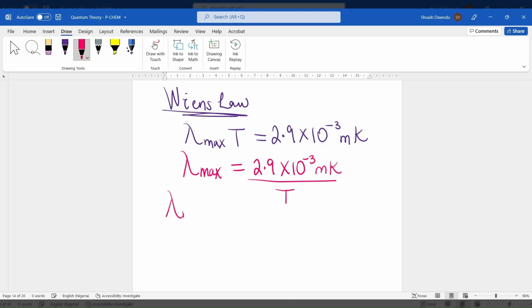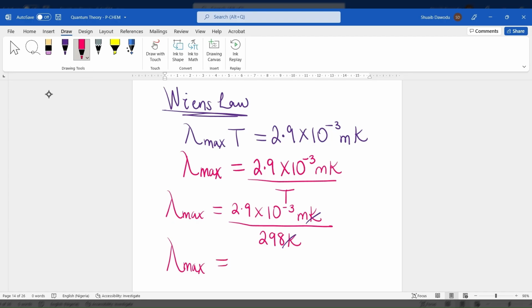The wavelength at the maximum ends up just being 2.9 times 10 raised to the power of negative 3 meter Kelvin divided by 298 Kelvin, and you cancel out the Kelvin. So the wavelength at the maximum is equal to 2.9 times 10 raised to the power of negative 3 divided by 298.